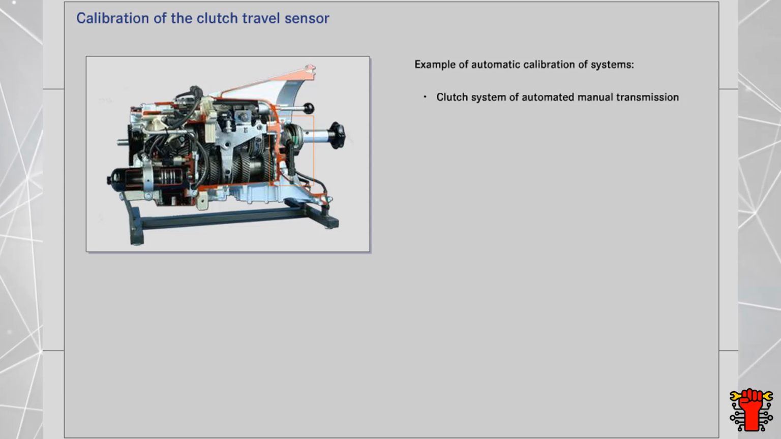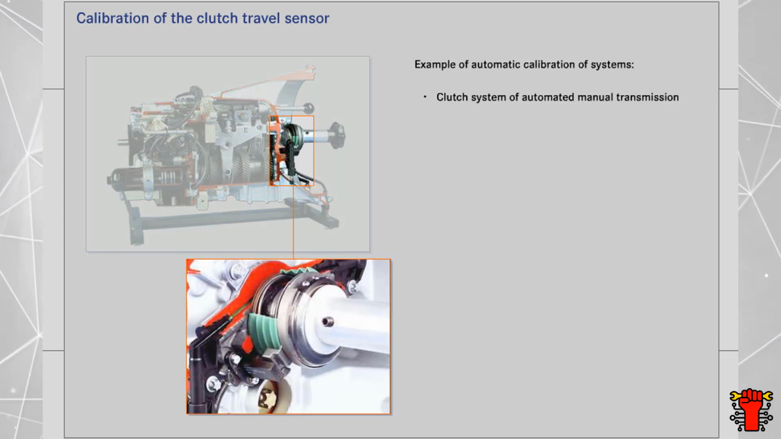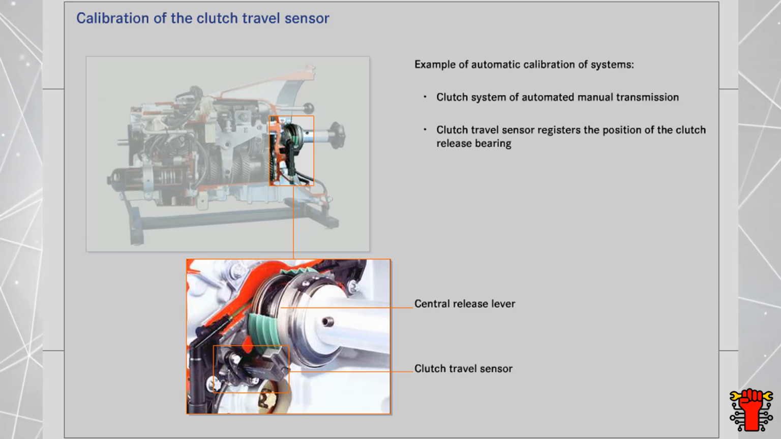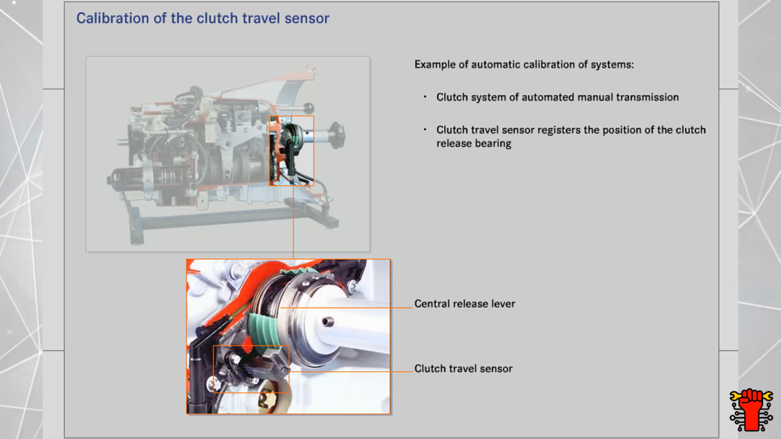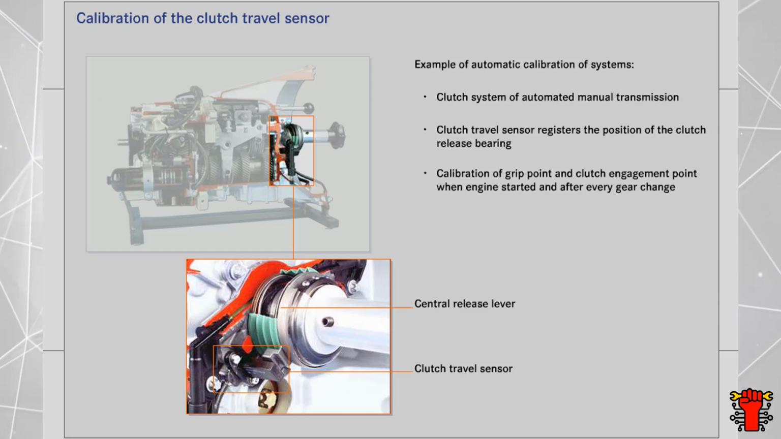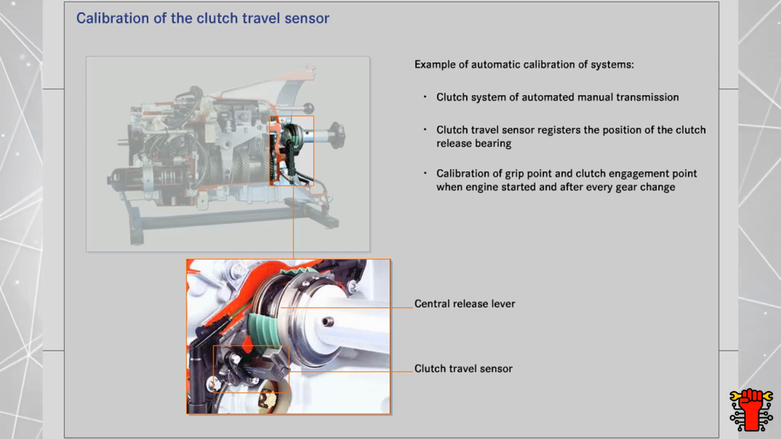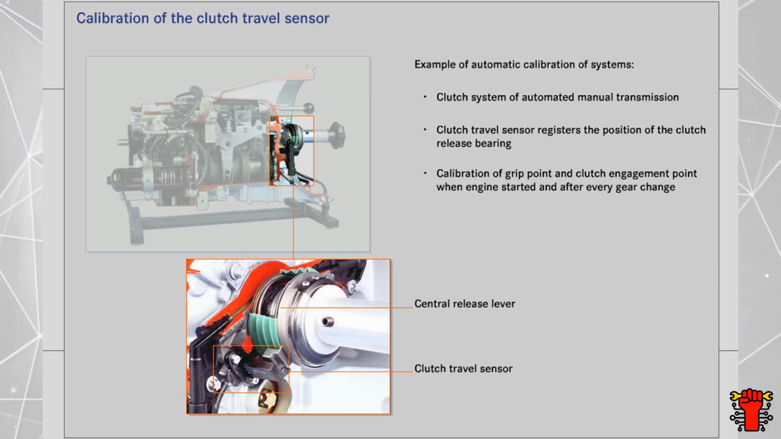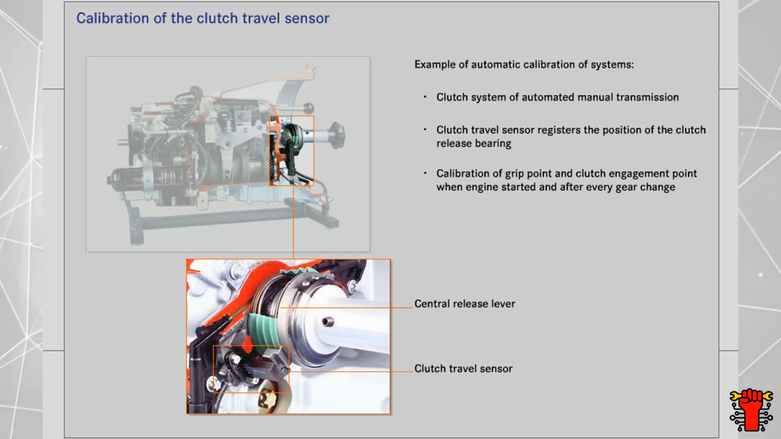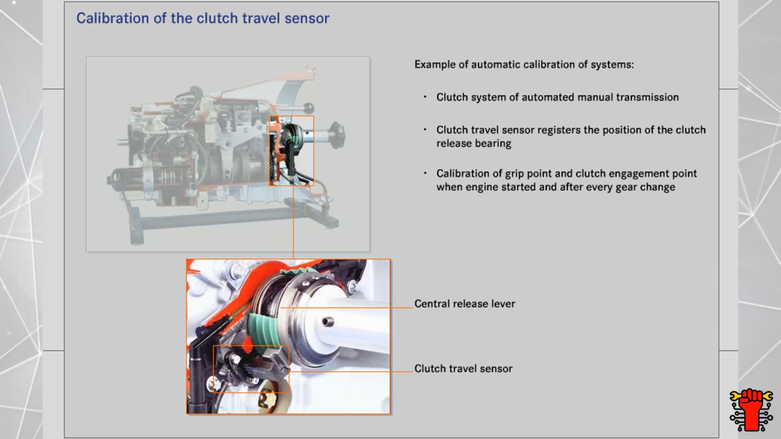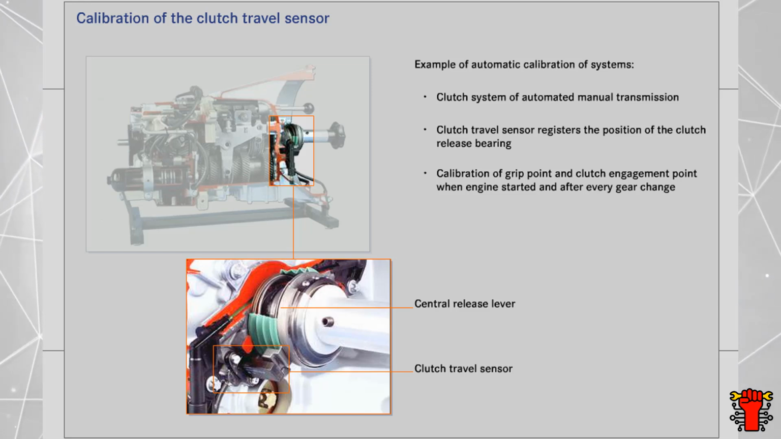One example is the clutch system on an automated manual transmission. Here, the clutch travel sensor on the central release lever registers the position of the clutch release bearing. To optimize clutch engagement, the grip point and the clutch engagement point are continually recalibrated by the control module when starting the engine and after every gear change. If this did not happen, the clutch might slip or grind.